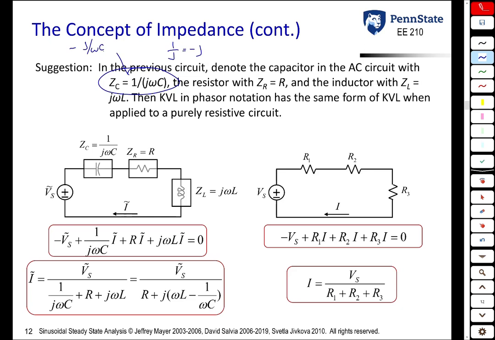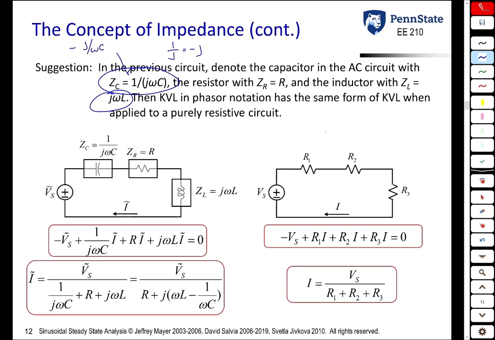Resistors, we're not going to touch. Inductors, wherever we see an inductor, we're going to replace it by a complex resistance, actually an impedance as we're going to see, called j omega L. Then what we're going to do is just do KVL and KCL equations as we normally would.